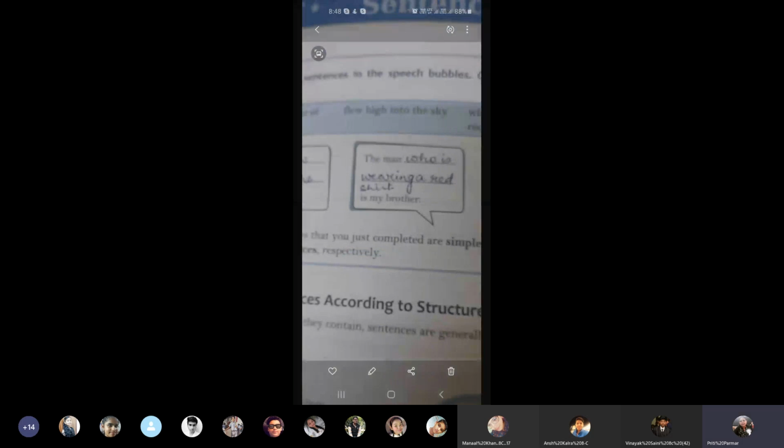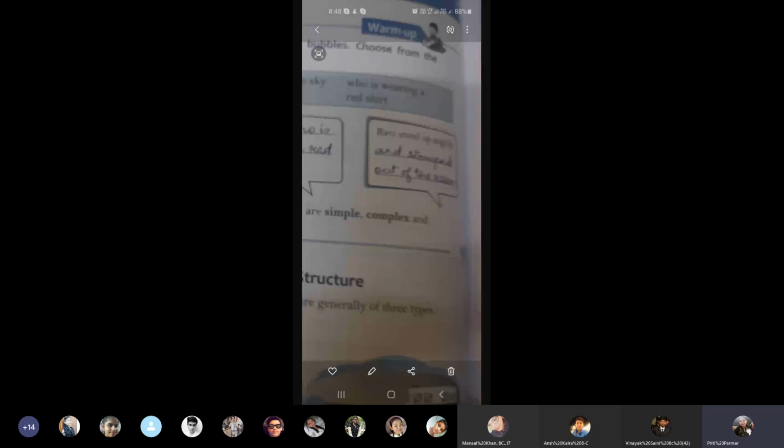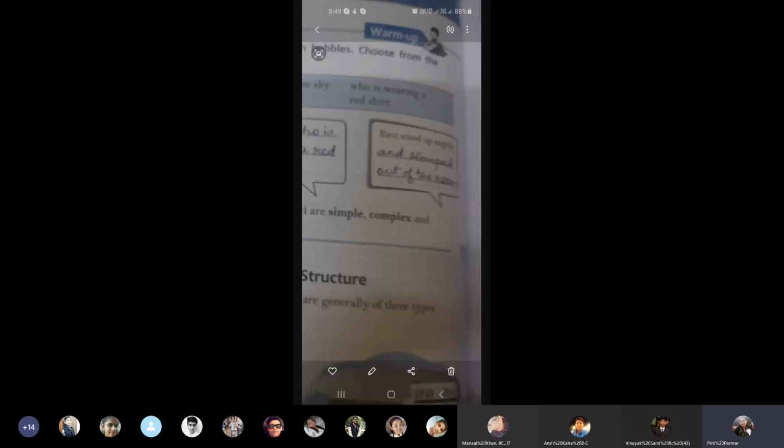Then the next one, the man who is wearing a red shirt is my brother. Now, this is a complex sentence. Coming on to the third one, Ravi stood up angrily and stormed out of the room. Now, these are the three sentences that you just completed, and the first one is a simple sentence, the other is the complex, and the third one is a compound sentence.